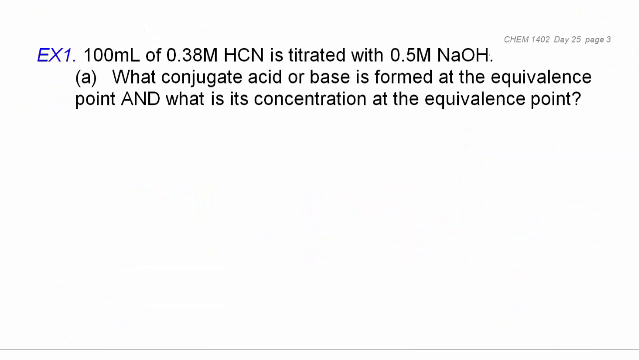Let's see if we can do this. 100 mils of 0.38 molar hydrocyanic acid is titrated with 0.5 molar sodium hydroxide. What conjugate acid or base is formed at the equivalence point, and what is the concentration at the equivalence point? Okay, titrate with a base, you're going to get a base. Titrate with an acid, you're going to get an acid. We're starting with hydrocyanic acid, so what's the conjugate base? If you're not sure, you can write it out.